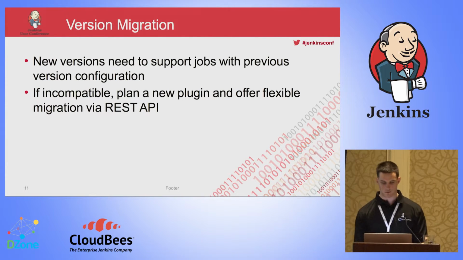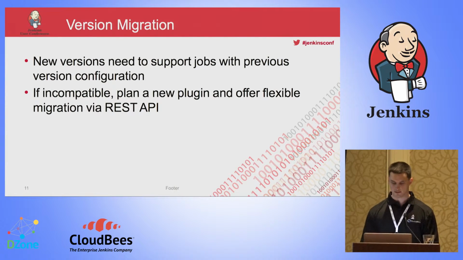Version migration is also a problem. As an example, we've had plugins that we released and then decided, hey, maybe that wasn't the best idea. We used a builder type when we should have used a post-build action. So what we would have to do is not just send out a new version, but also create a brand new plugin. And when customers see that, it's a little confusing, but we've developed tools around that using the REST APIs in order to make that migration as simple as possible. And we suggest you do the same.